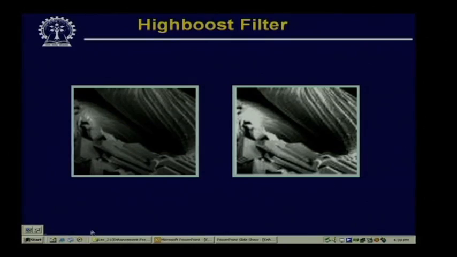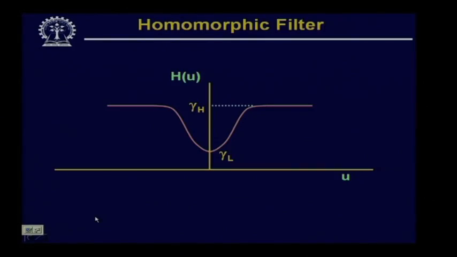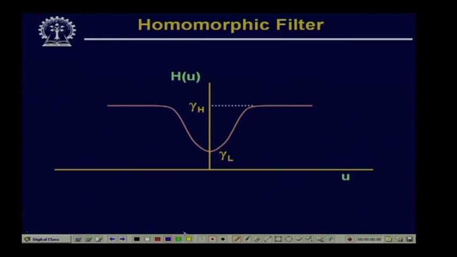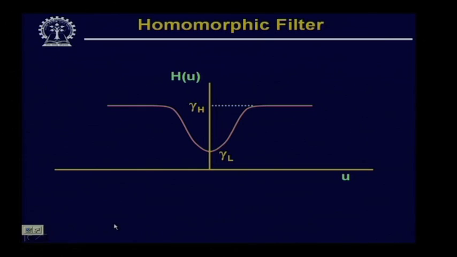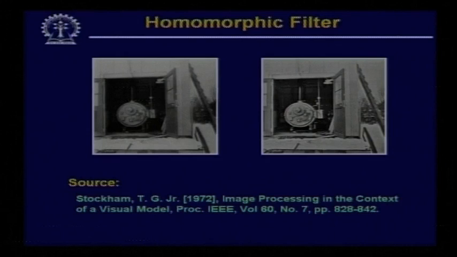So, now if we define a filtered response like this, and here I say that I will have gamma H greater than 1 and gamma L less than 1, this will amplify all the high frequency components, that is the contribution of the reflectance, and it will attenuate the low frequency components, that is the contribution due to the illumination. Now, using this type of filtering, the kind of result that we get is something like this.